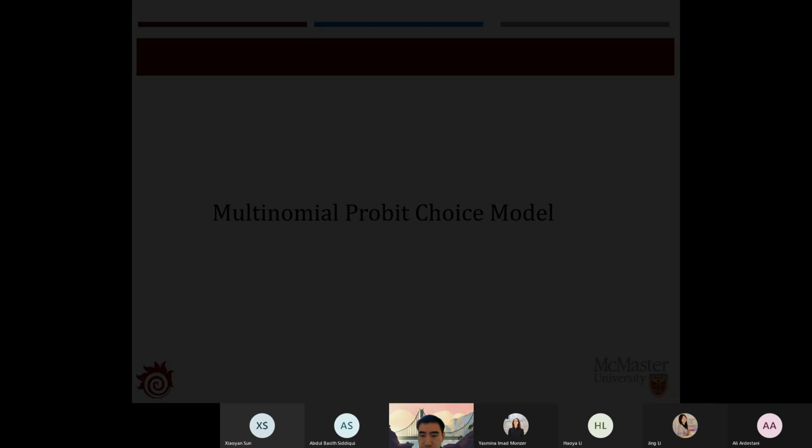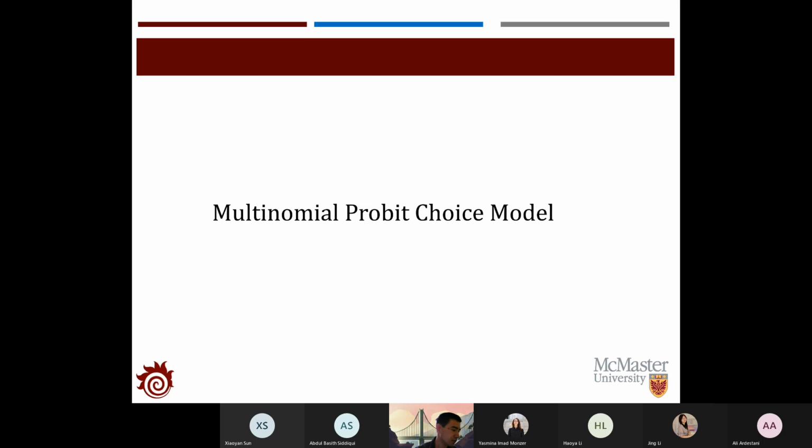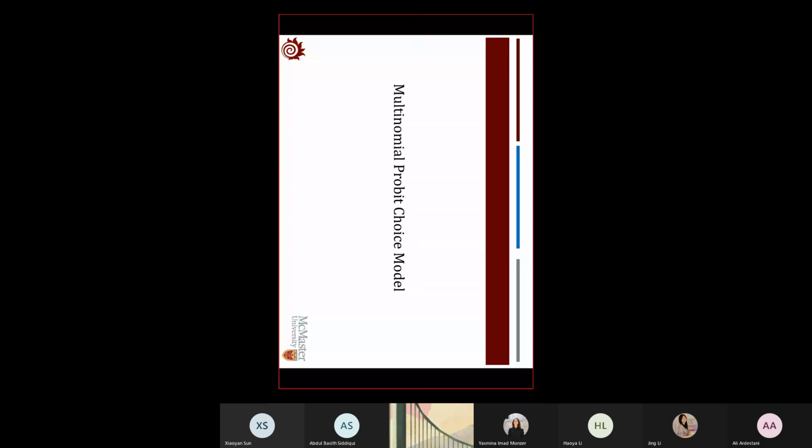Okay, it's working. So last week we introduced the multinomial probit model, and this one assumes that the random term follows a multivariate normal distribution, and also it does not assume that those random terms are independent of each other. So it's more flexible compared with the multinomial logit model. That's also the reason for us to introduce this new method.